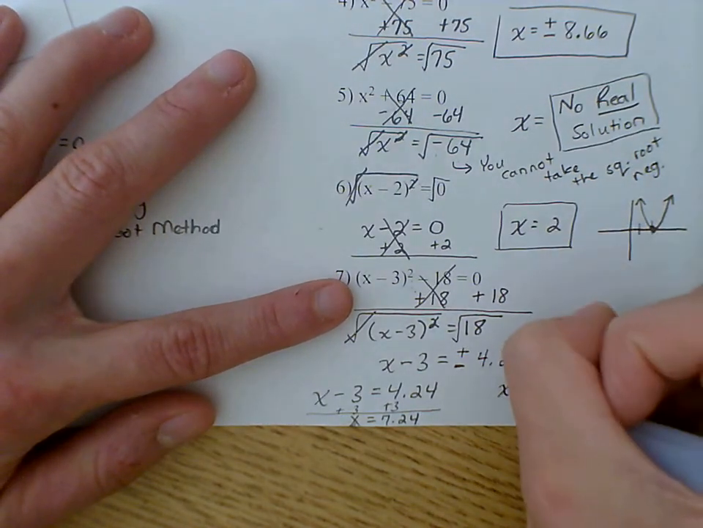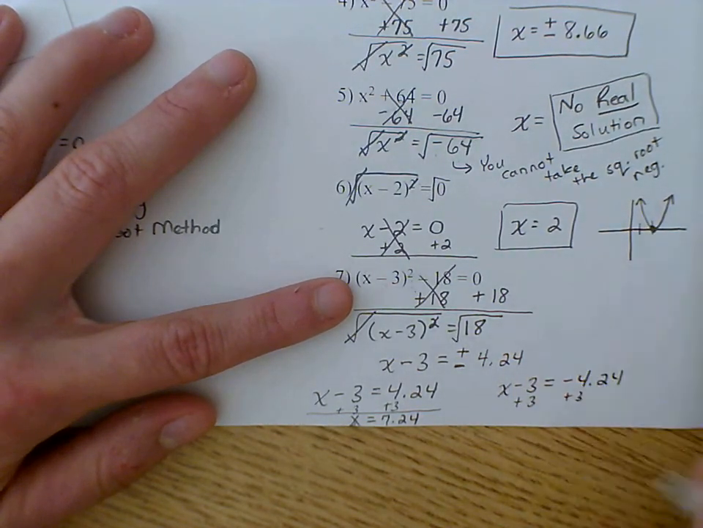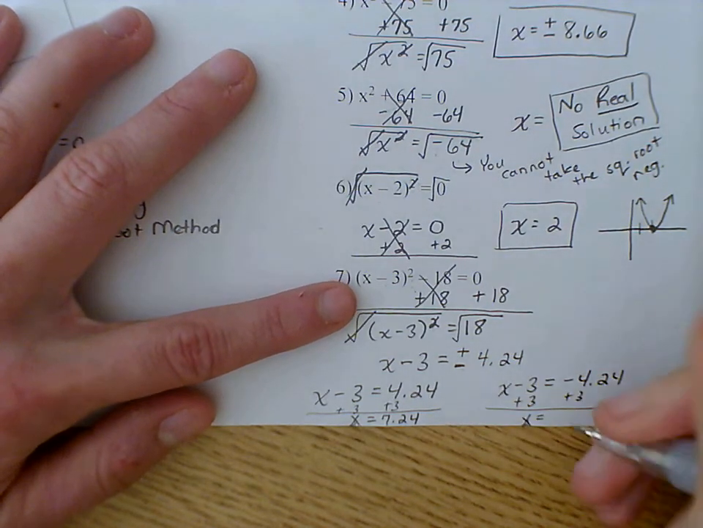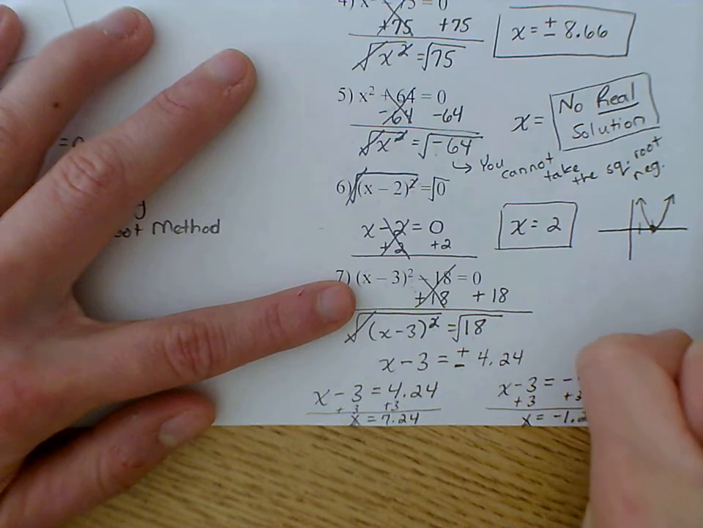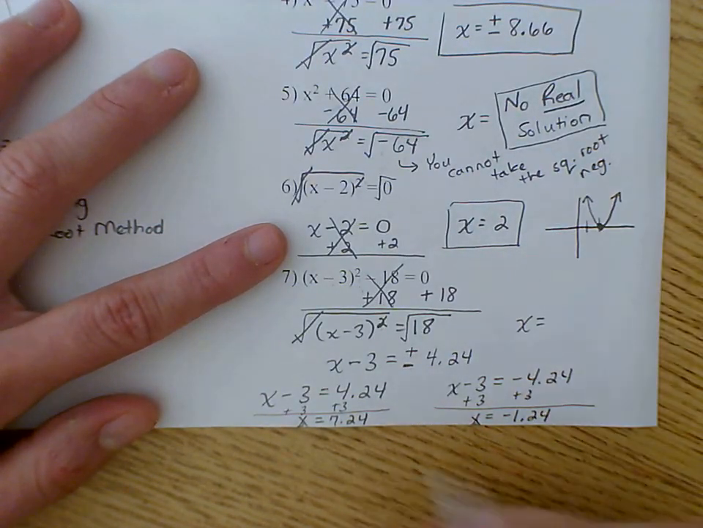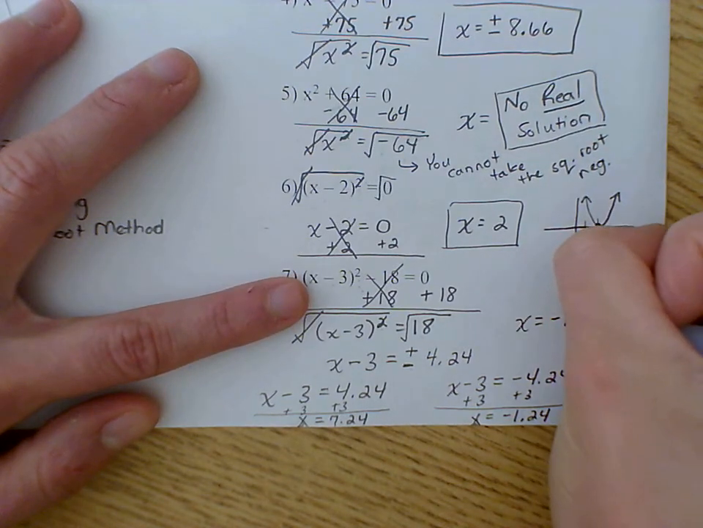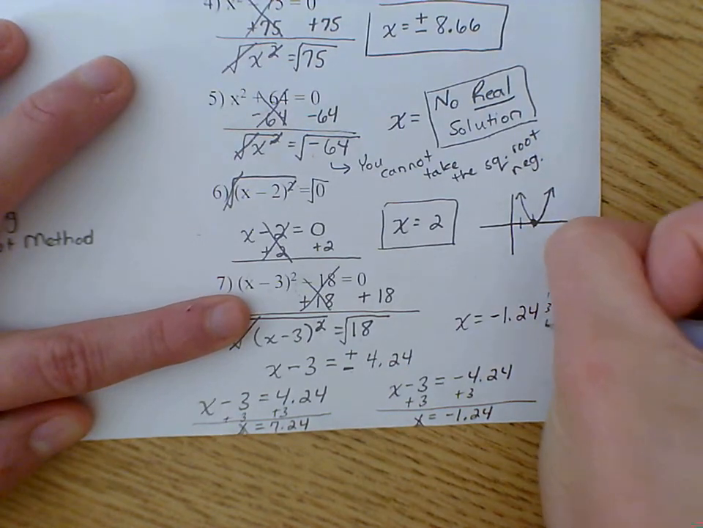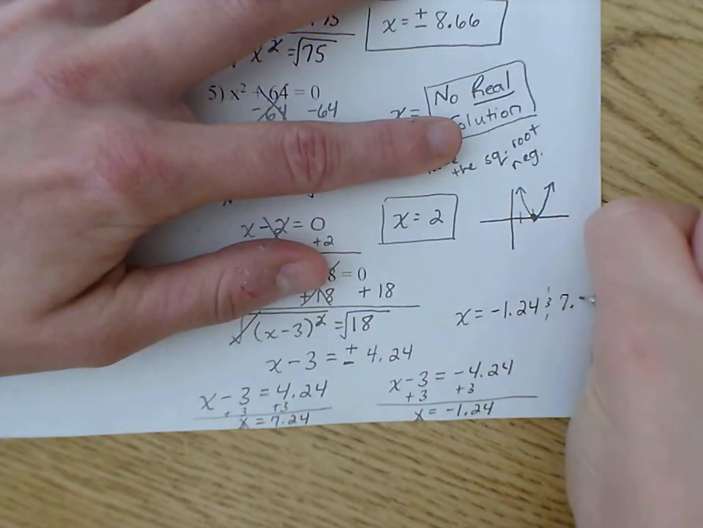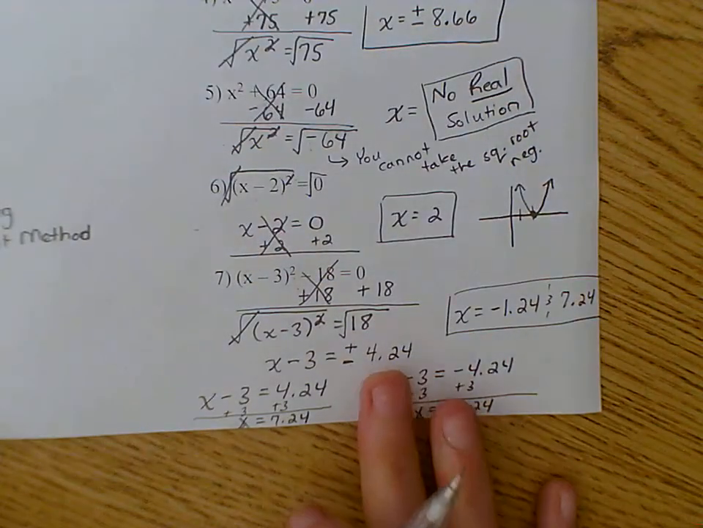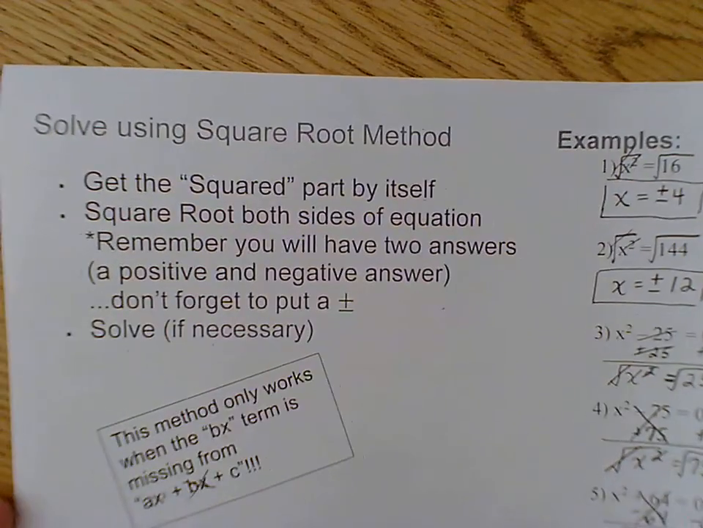And then here I'd have to add 3. And when I add 3 there, x would equal negative 1.24. So your answers here, remember I usually put them in numerical order, so it's going to cross at negative 1.24 on the x-axis and 7.24. So there would be my solutions to that problem. And so that's how you solve using the square root method.